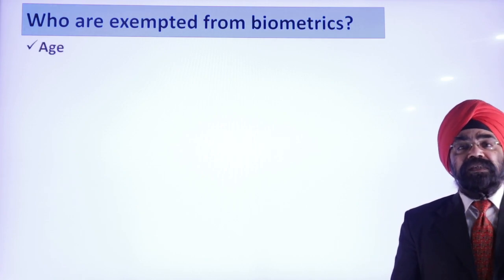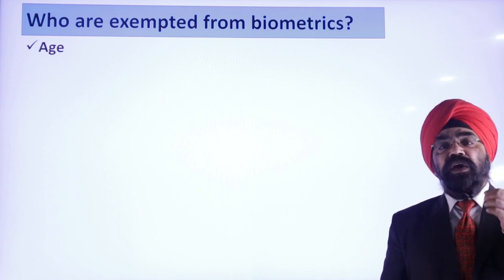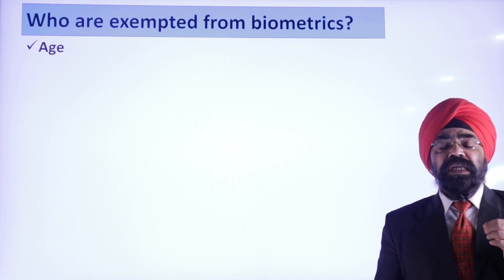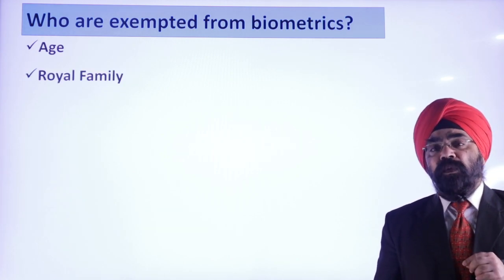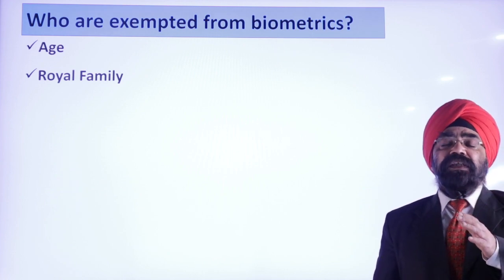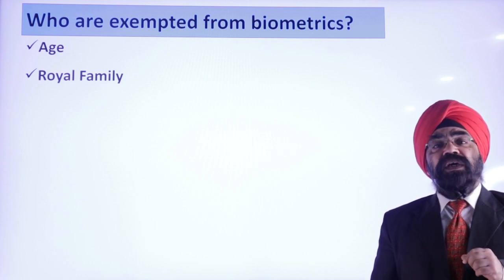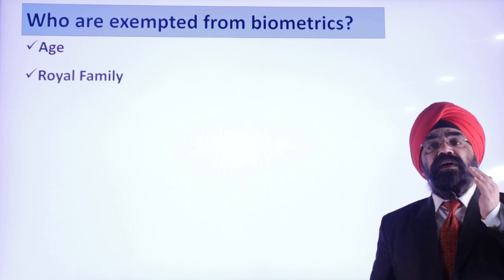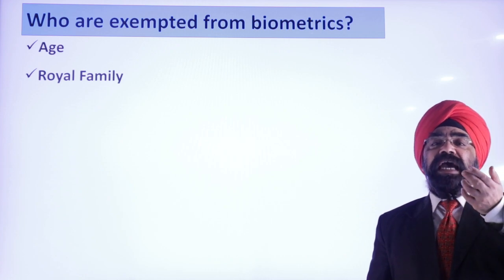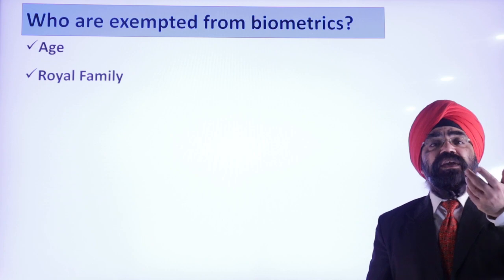Plus there are certain more exemptions. The royal family, the queen and her heirs, don't need to go for biometrics. US nationals also don't need to go for biometrics. This is not any kind of favor they are doing to US nationals. This is because Canada and the US share the database. A US national, whether a green card holder or a US passport holder, has already had their biometrics taken. So Canada can easily get that data because Canada and the US share the data.